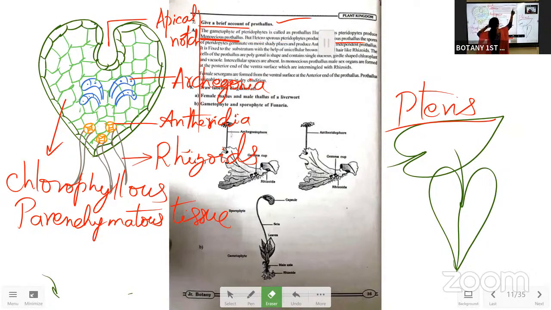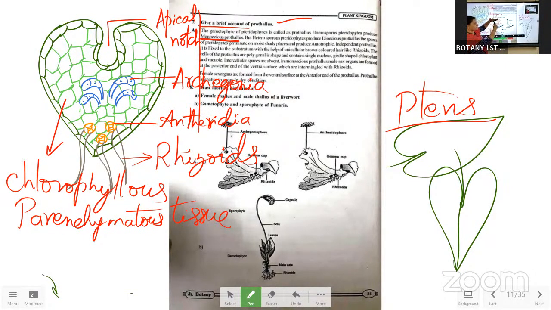Prothallus is a leaf-like, cushion-like structure, green in color, a thallus-like structure that is produced by the spores after the asexual reproduction. It has dorsiventral structures, a dorsal structure and a ventral structure. It floats on the water surface like this.